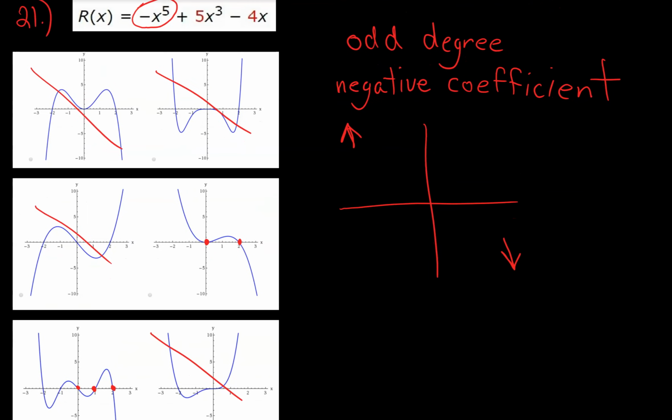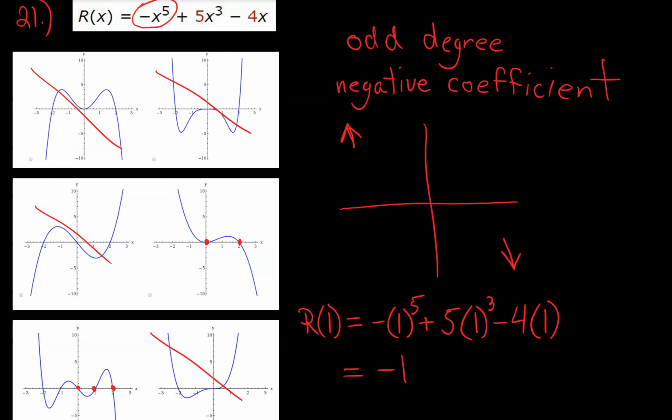So let's try that. We find r of 1. Then we're going to have negative 1 to the 5th power plus 5 times 1 to the 3rd power minus 4 times 1. You can use your calculator if you need to there. So we get negative 1 plus 5 minus 4. So 1 is an x-intercept for our function.